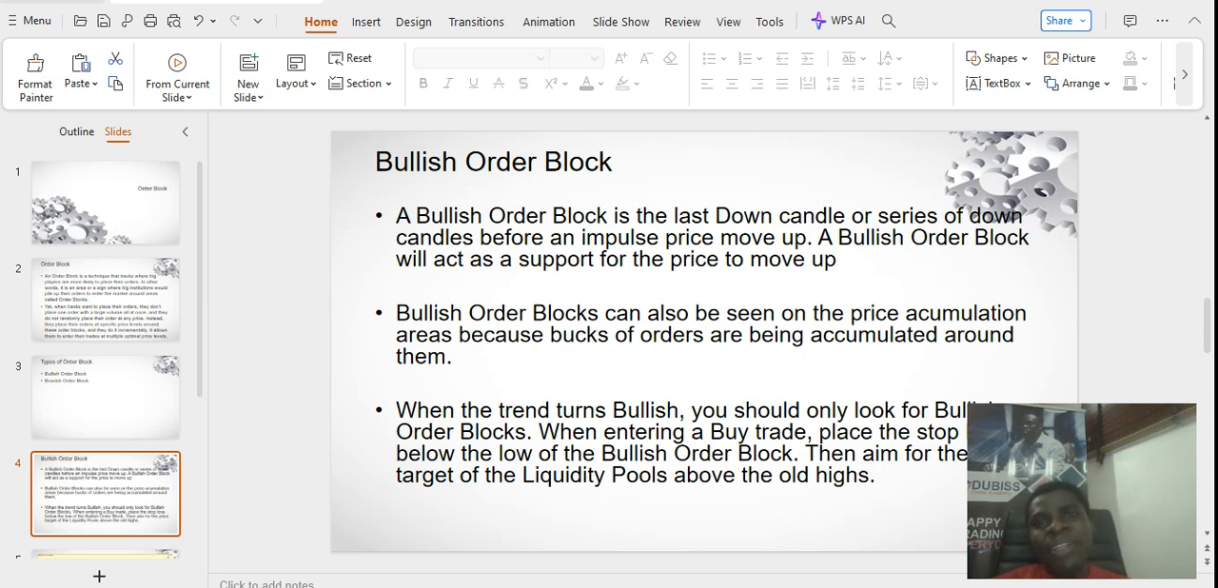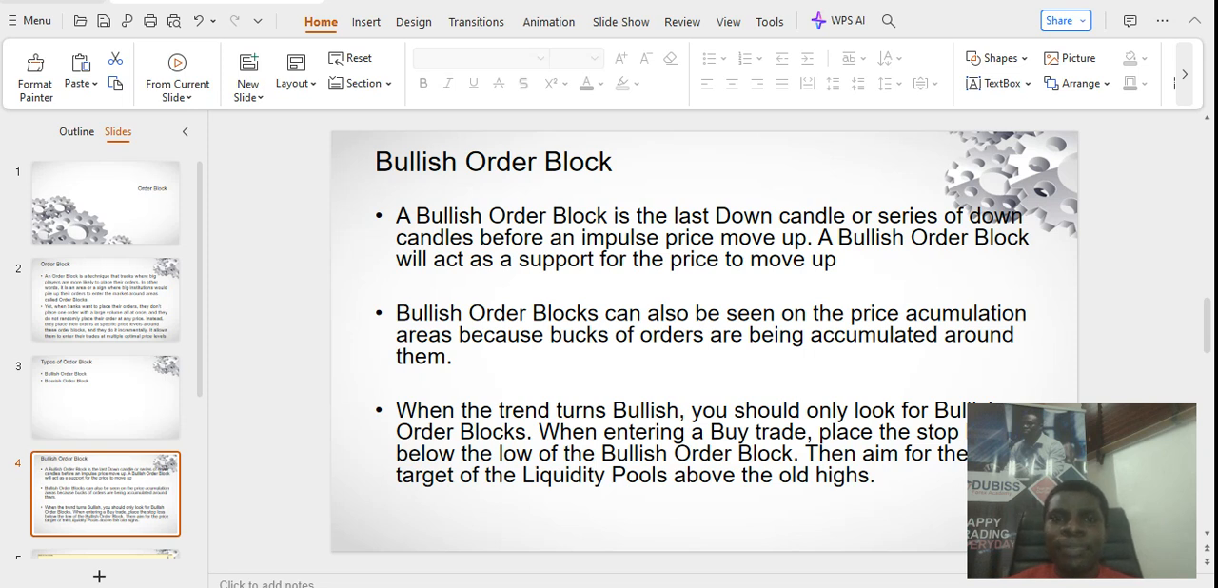To understand what a bullish order block is: a bullish order block is the last down candle or series of down candles before an impulsive price move up. Let me say it again. A bullish order block is the last candle or series of down candles before an impulsive price move up. So a bullish order block acts as a support for price to move up.